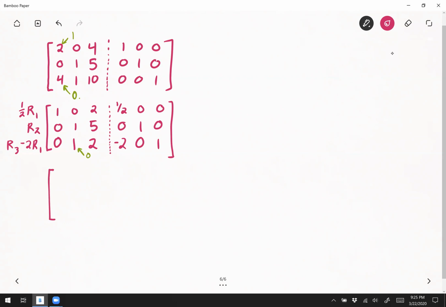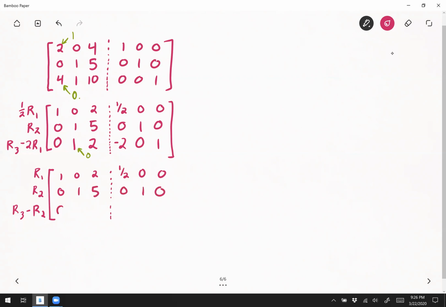Then we'll be done with the second column, making some good progress here. So row 1 stays the same, row 2 stays the same. I'm going to take row 3, and I'm going to subtract row 2 from it. Row 3 minus row 2. So first row stays the same. Second row stays the same.